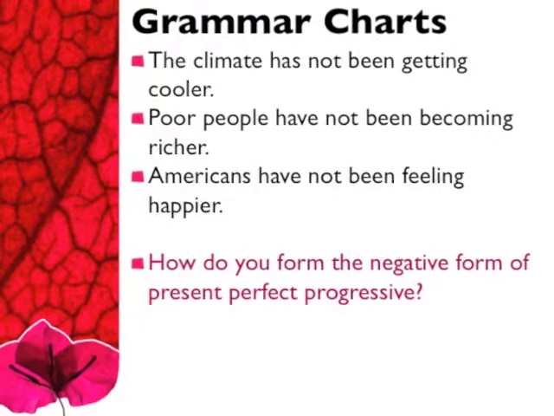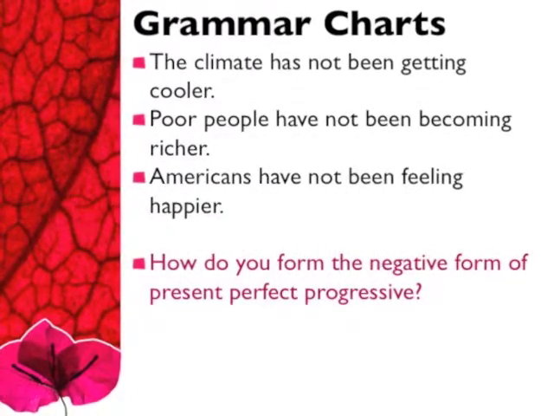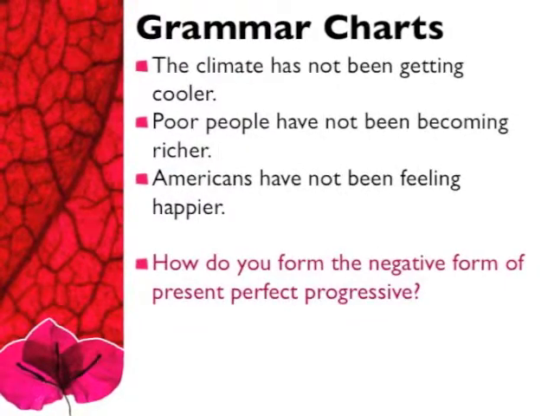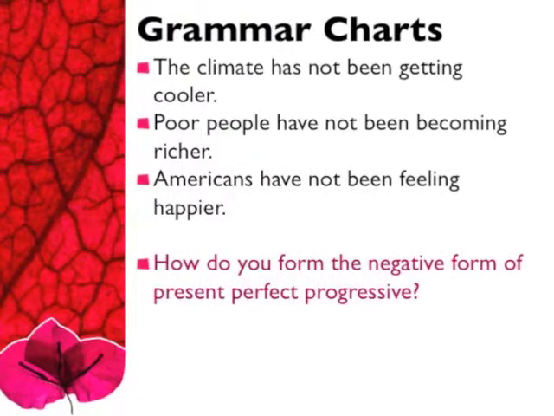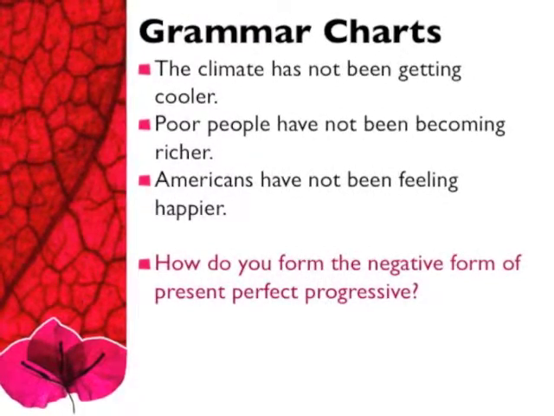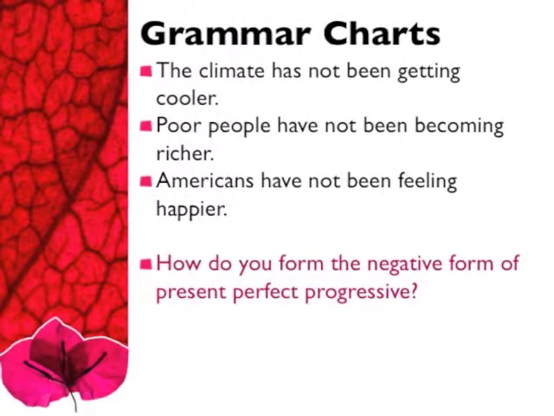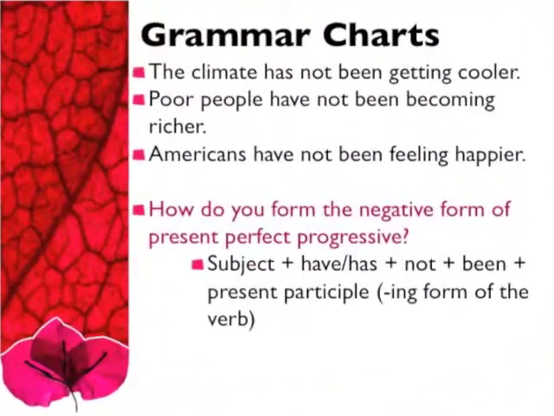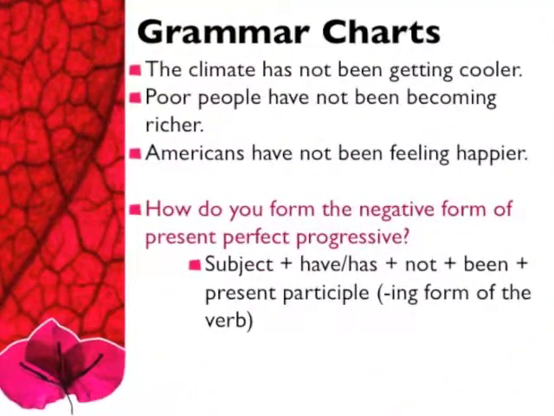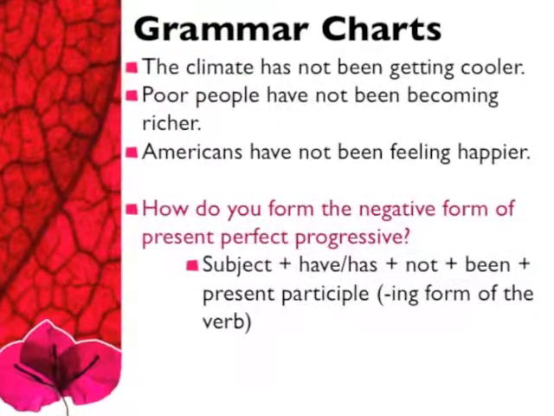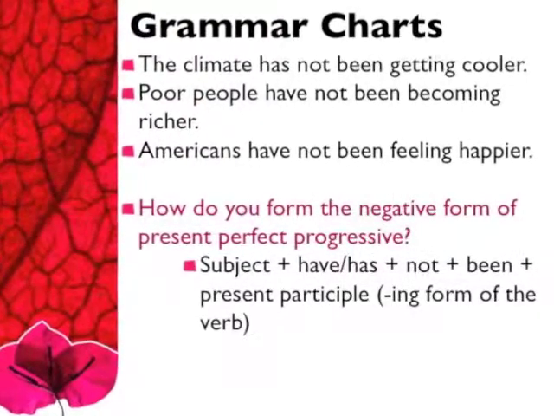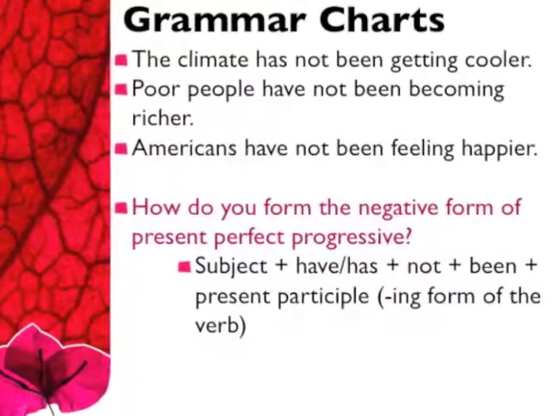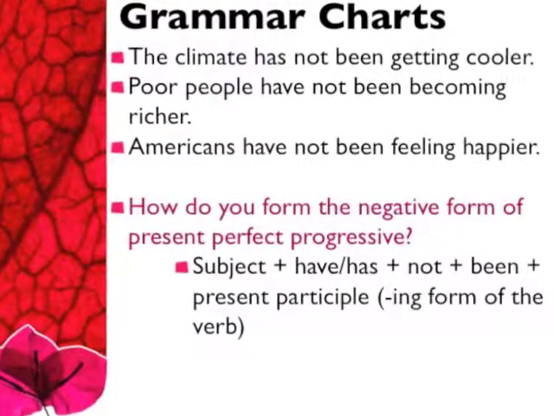Okay, so let's spend a little bit more time discussing the form for the present perfect progressive. Let's look at these sentences carefully and write down the pattern to form the negative form of present perfect progressive. Go ahead and pause and try to figure it out on your own. If you figured out the negative form of the present perfect progressive as the subject followed by have or has plus not plus been plus the present participle of the verb, you did a great job. Good work.